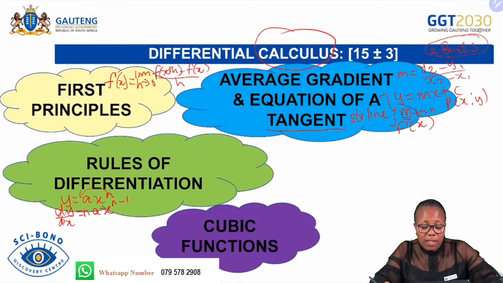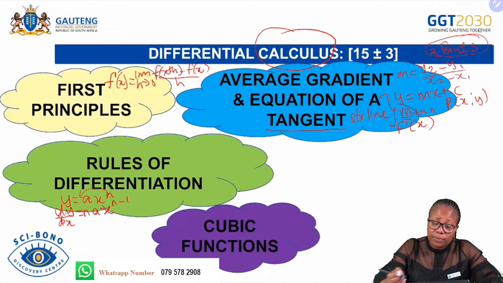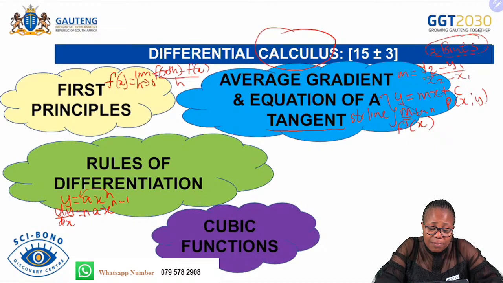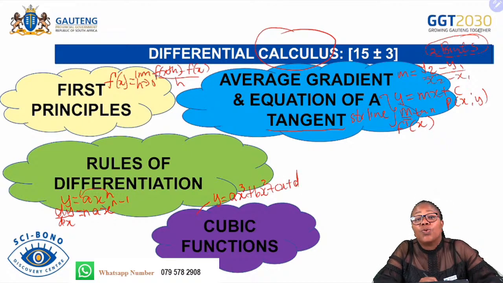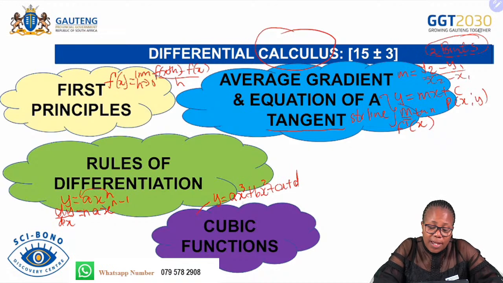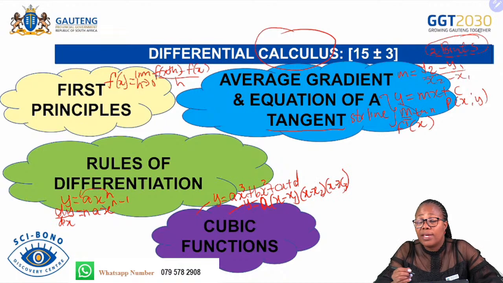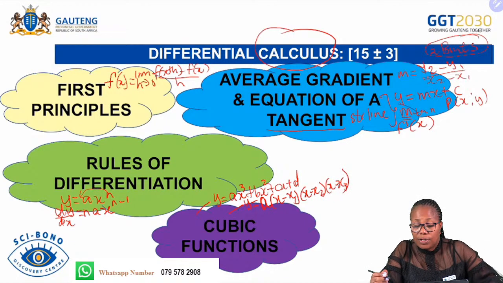And then we have the cubic function. Remember, the graph of y equals ax cubed plus bx squared plus cx plus d is the original equation for a cubic function. When we want the equation, we use y equals a(x minus x1)(x minus x2)(x minus x3) when you are given the intercepts of that cubic function.